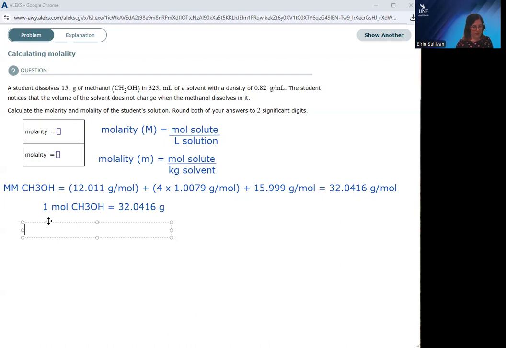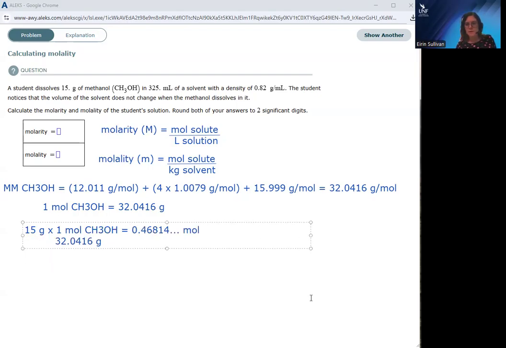So I'm converting grams. I want my 15 grams to convert to moles of methanol. So I'm going to need grams on the bottom. So 32.0416 grams goes on the bottom. My 1 mole of methanol goes on the top. And that comes out to 0.46814 dot dot dot moles. That's probably enough sig figs for my purposes. We're only going to go to 2 significant digits, so that is fine. All right, so mass in grams cancels out, and we got number of moles of methanol.